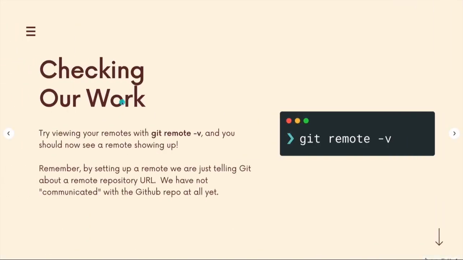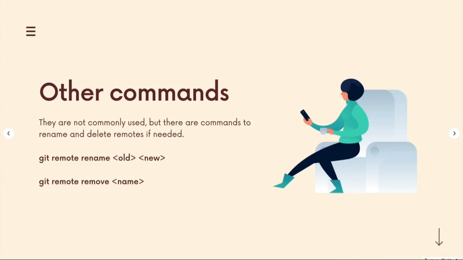And this is not super common, but if needed, you can rename a remote with this command, git remote rename, the old name, space, new name. You can get rid of a remote with git remote remove and then the name that you're trying to delete. And later on, we'll see that it's somewhat common to have multiple remotes, especially when you're working on open source projects. We'll talk about workflows and how that would work when we get to that section.